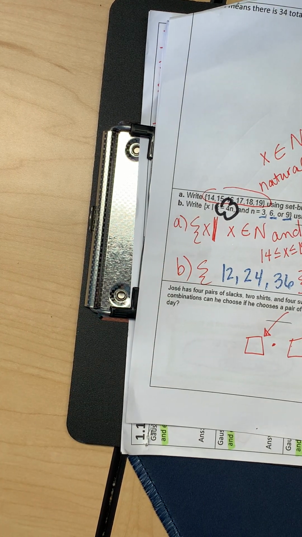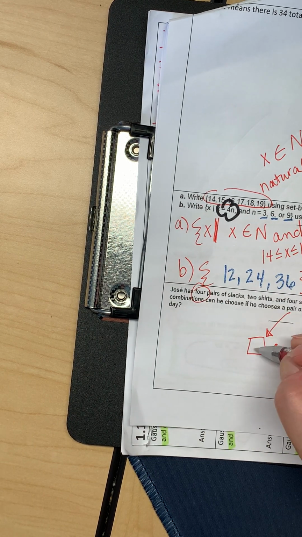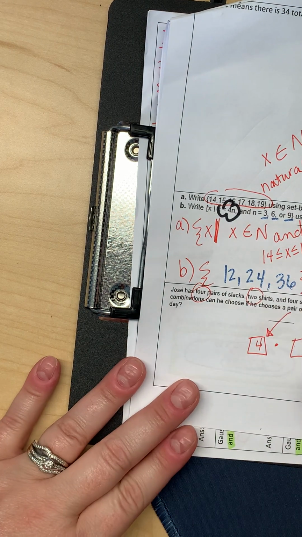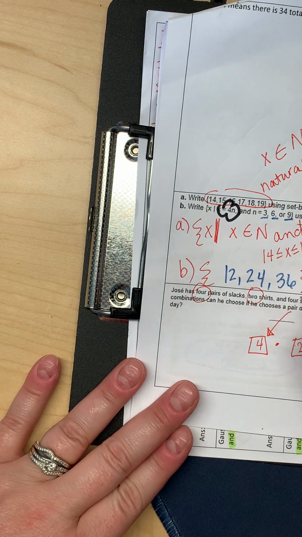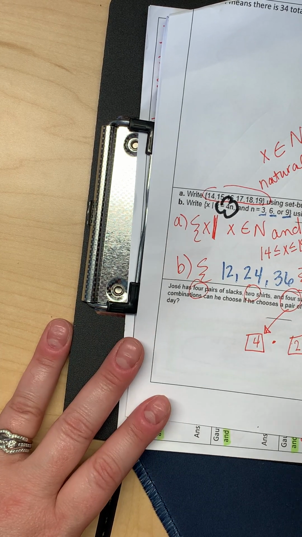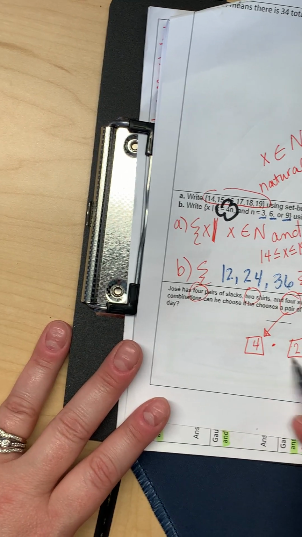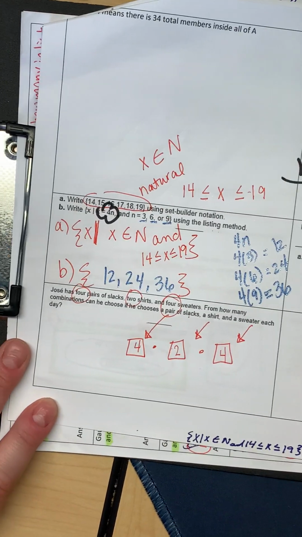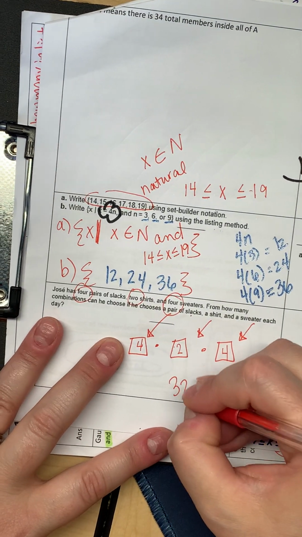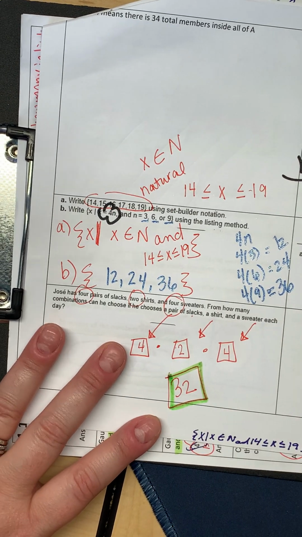Well, let's think about this. How many different pairs of slacks does he have? 4. How many different shirts does he have? 2. And how many sweaters does he have? 4 again. So to find the total amount of possibilities, we're just going to multiply this up. 4 times 2 times 4 is, was that 32? Bam, done with that problem. That one was kind of strange. It seemed like it did not fit.